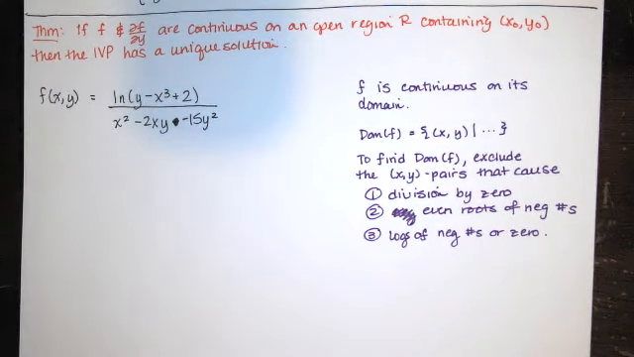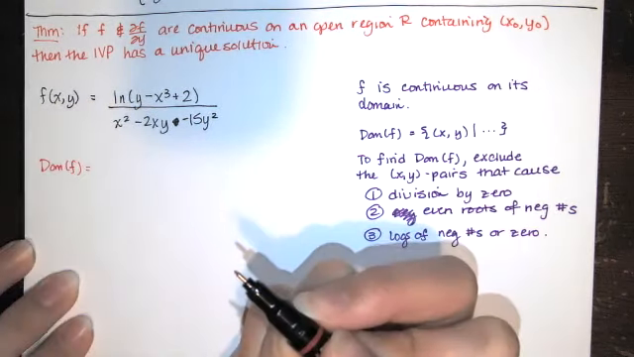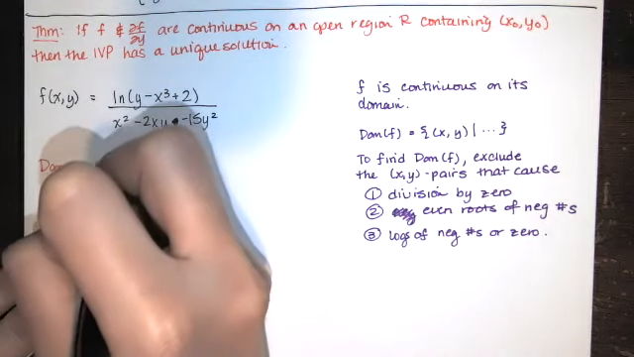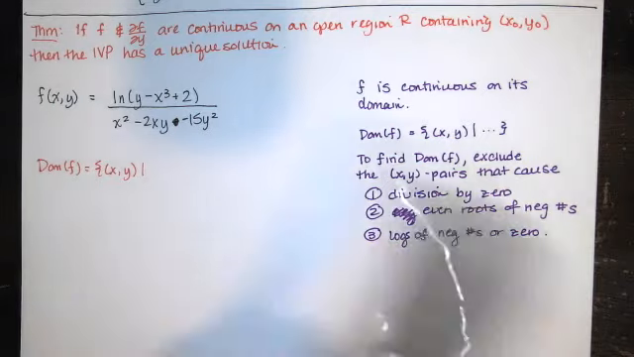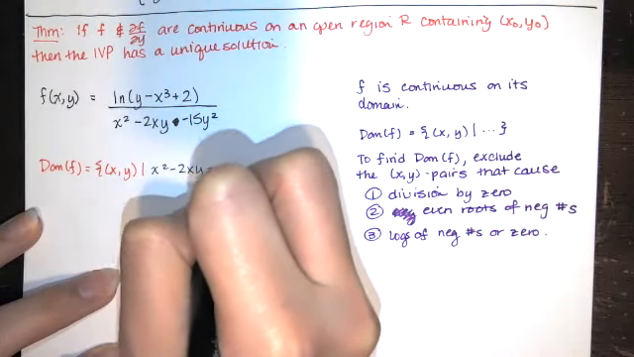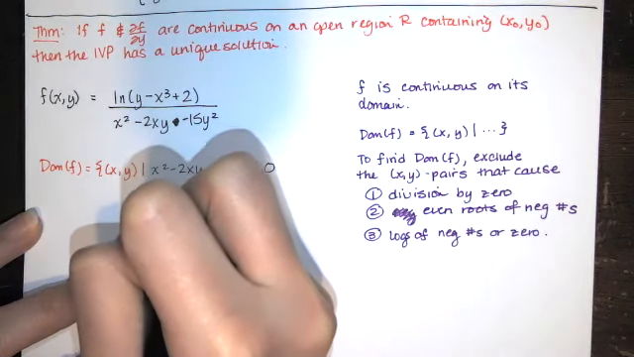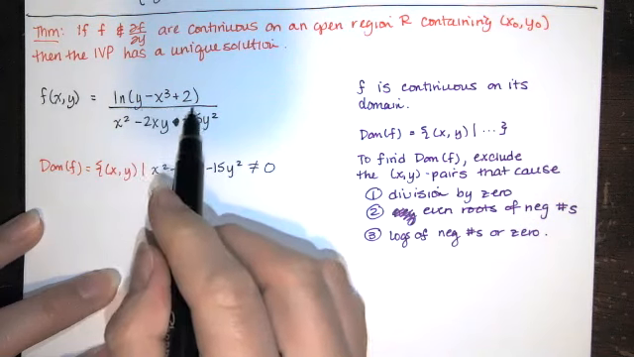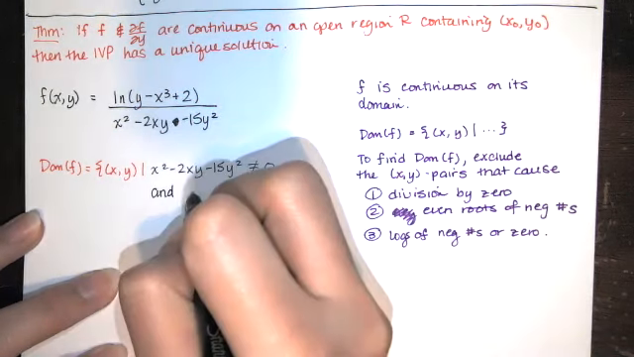So the domain of f is the same region where that function f is continuous, is the set of all xy pairs such that this denominator is non-zero. So we don't want to divide by 0. And the expression inside the logarithm is not negative, it's not 0, so that would mean it has to be positive.